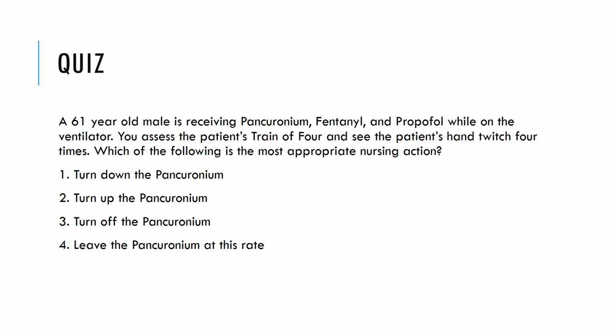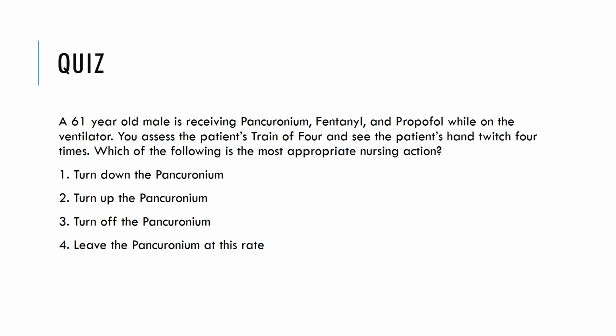A 61-year-old male is receiving pancuronium, fentanyl, and propofol while on the ventilator. You assess the patient's train of 4, and you see the patient's hand twitch 4 times. Which of the following is the most appropriate nursing action? 1, turn down the pancuronium. 2, turn up the pancuronium. 3, turn off the pancuronium. Or 4, leave the pancuronium at this rate. Pause the presentation and consider your answer.